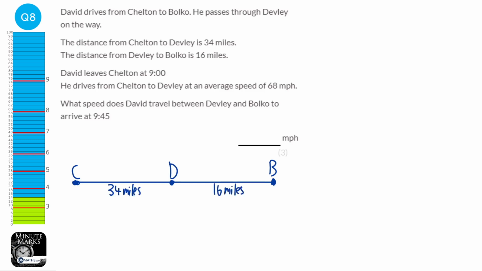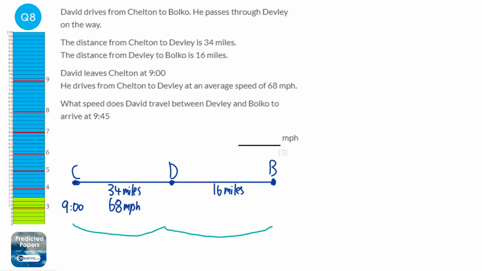So I'm just reading through the question, adding it to my diagram. David leaves Chelton at 9 o'clock. He drives from Chelton to Devley at an average speed of 68 miles per hour. And what speed does David travel between Devley and Bolko to arrive at 9:45? So the whole duration needs to be 45 minutes, or 0.75 hours. And the entire distance is 34 plus 16, so that would be 50 miles.